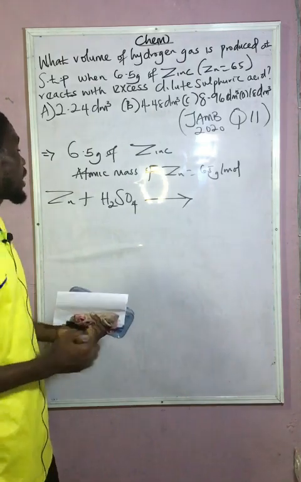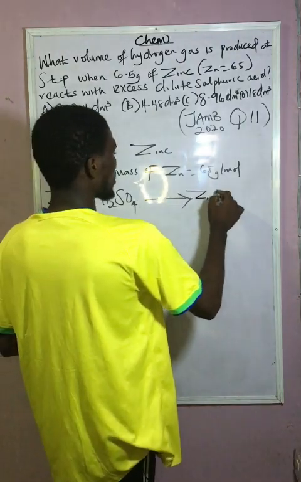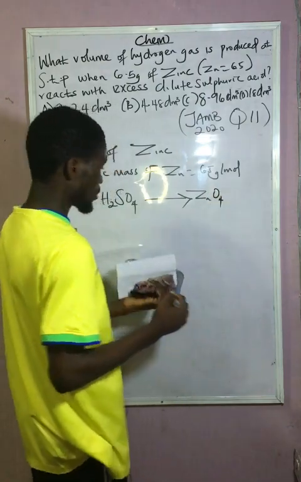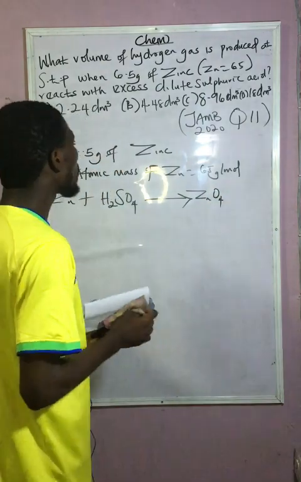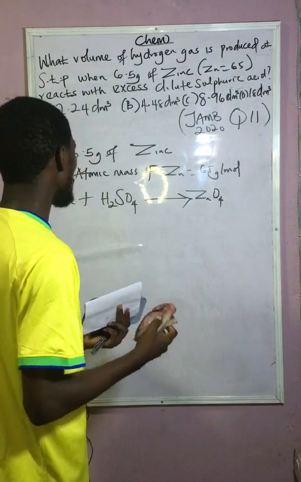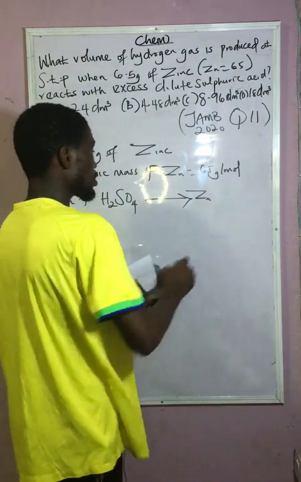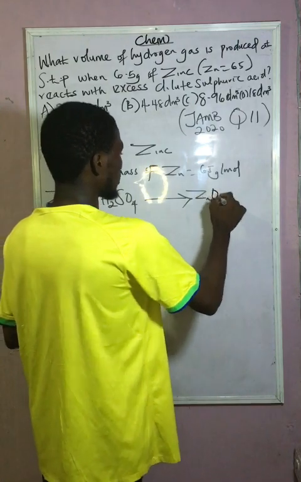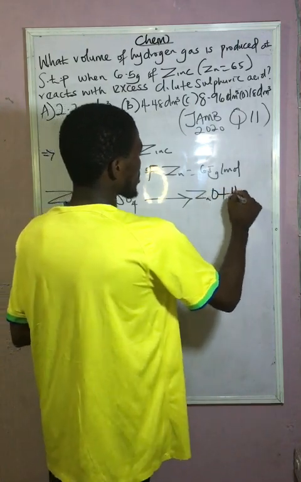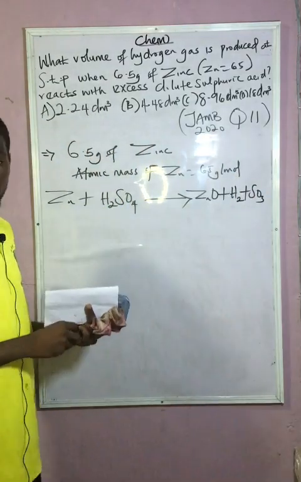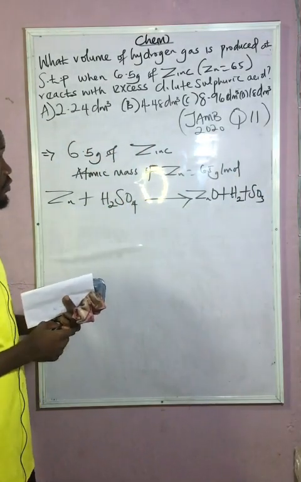So we can have what? Zinc sulfate... Or if you don't want to have issues with the balancing, I will advise you that you leave it to be what? Zinc oxide plus hydrogen plus what? SO3. Are you with me now?